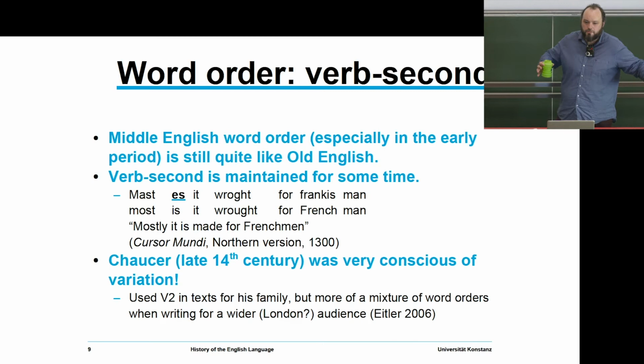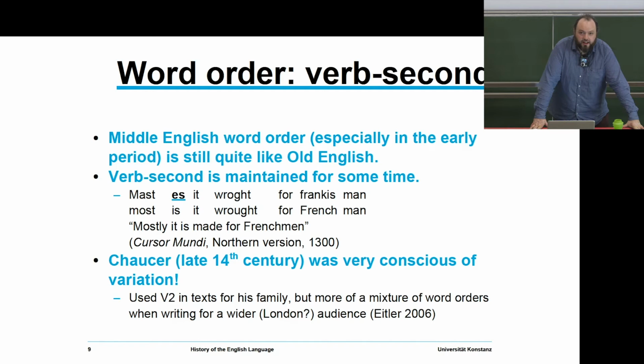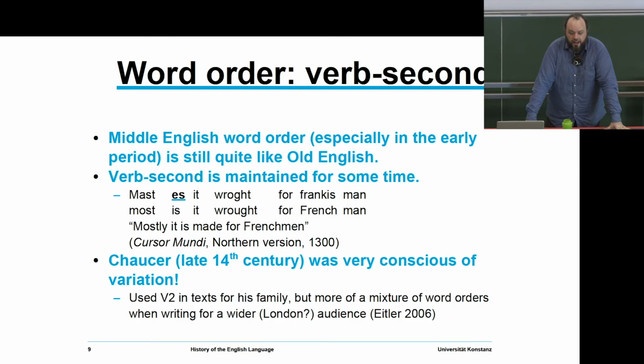And this verb second rule is something that we see as late as Chaucer very productively. Chaucer actually, as I've said before, is really smart. Chaucer, when he's writing, is very conscious of the linguistic variables available to him, and he uses different variants in different contexts. Now, Chaucer himself is from the East. He's from an area where verb second is maintained for longer. And he goes to London and spends most of his career in London, which is more southern.